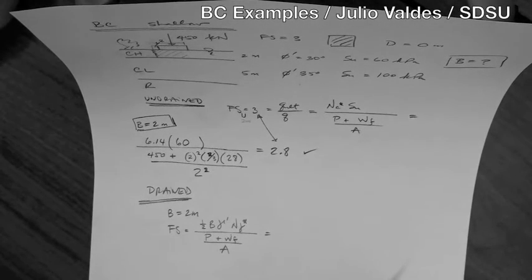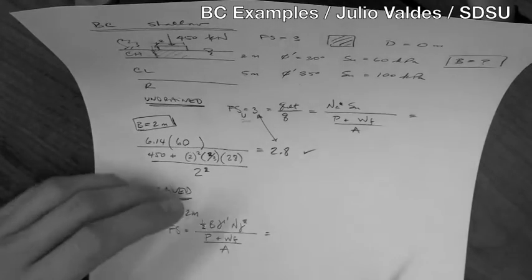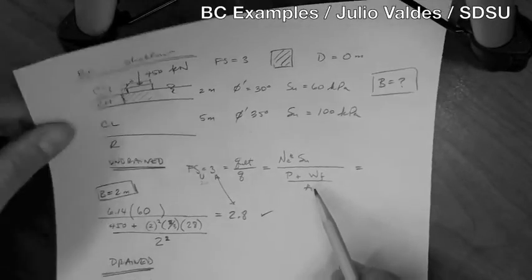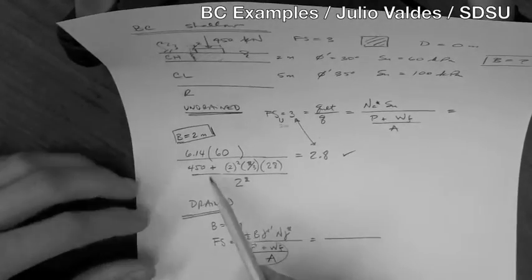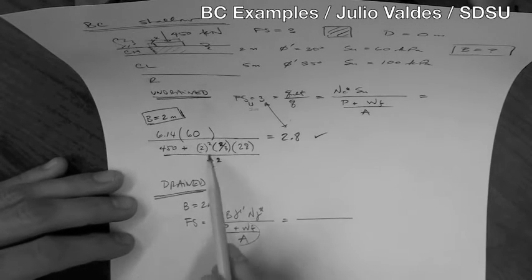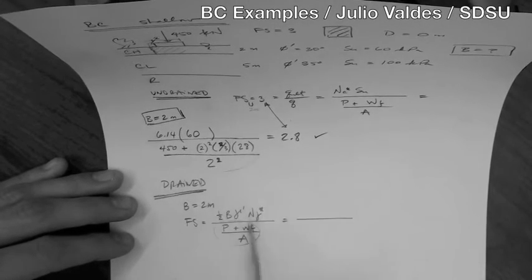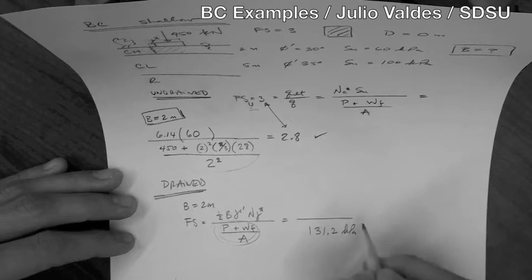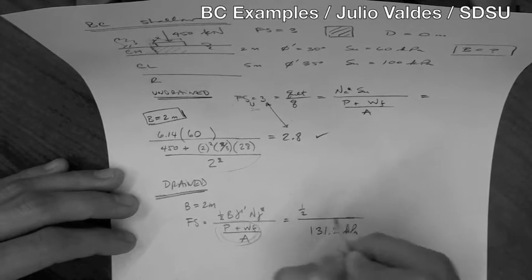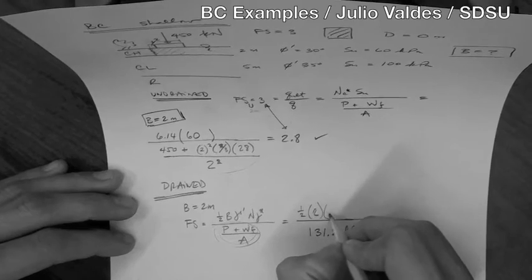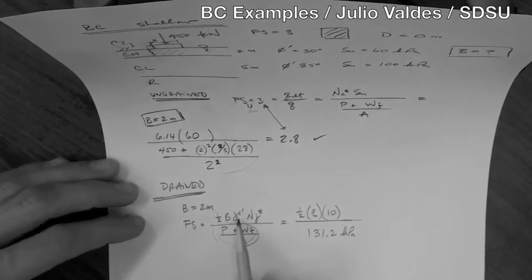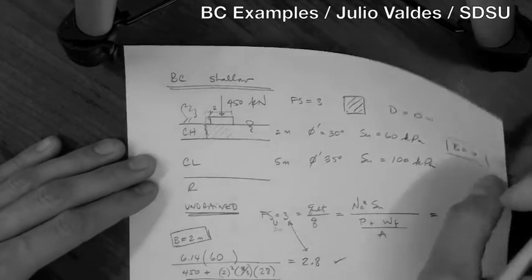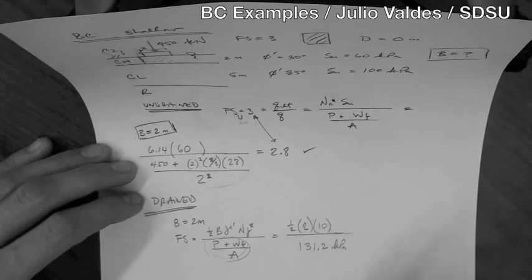I already calculated the Q right here. The Q doesn't change for the same size of foundation. So for 2 meters, this is Q, which is 131.2 kPa. And this is 1/2 times 2 times 10. Why 10? Because gamma prime is the gamma of the soil, which has a unit weight of 20, minus the unit weight of water, which is 10. So 20 minus 10 is 10.